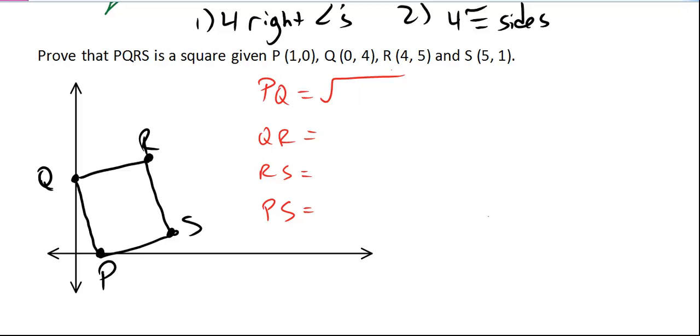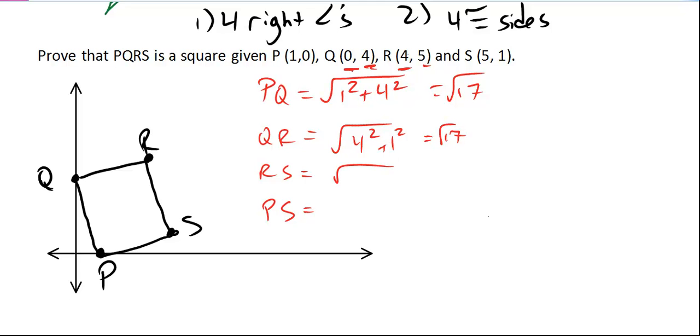So the distance between P and Q is 1 squared plus 4 squared, which is the square root of 17. Difference between Q and R, the difference between 0 and 4 is 4. The difference between 4 and 5 is 1, and I'm getting square root of 17. For RS, from 4 to 5 is 1, from 5 to 1 is 4, and I'm getting square root of 17.